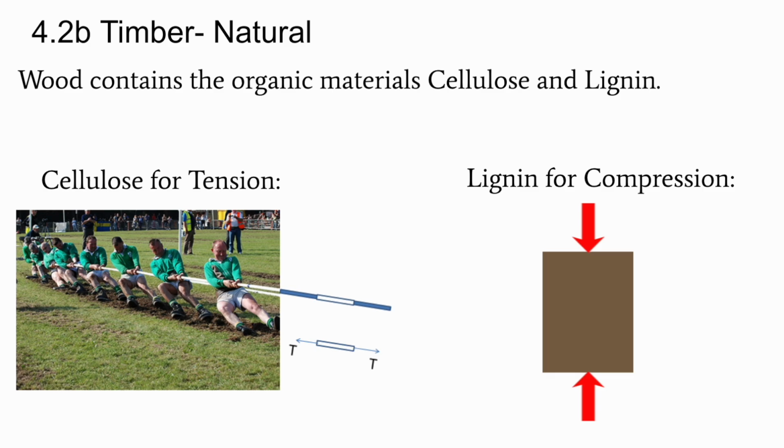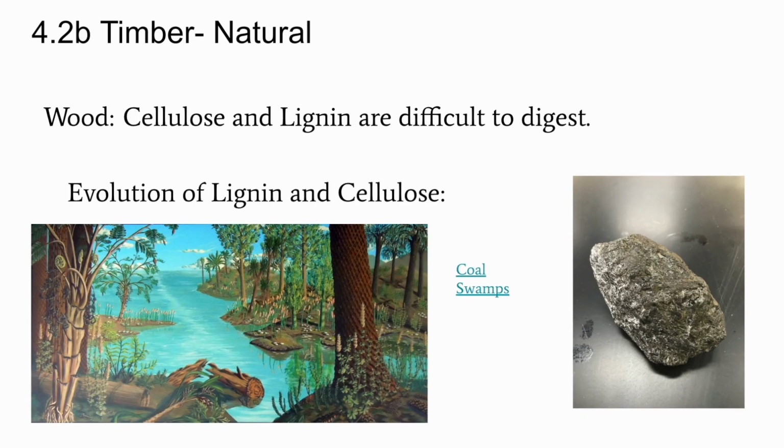But you also need something for compression because trees weigh a lot. There's actually a lot of wood in them, but also water and leaves and all those things. And that weight needs to be dealt with. And lignin is a protein that trees use to deal with compression. Cellulose and lignin are difficult to digest.